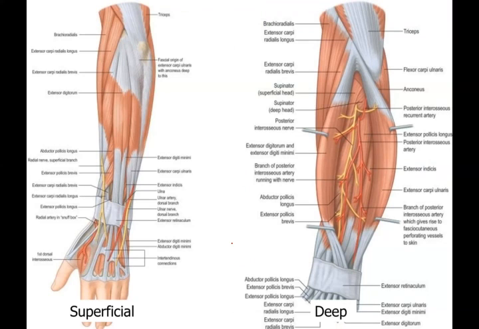Then this is a posterior view, the posterior compartment. This is to show you the relationship between the posterior interosseous nerve and the posterior interosseous artery, which I just mentioned in the previous slide. Okay, so that's basically about that.